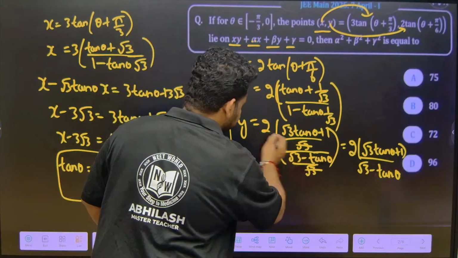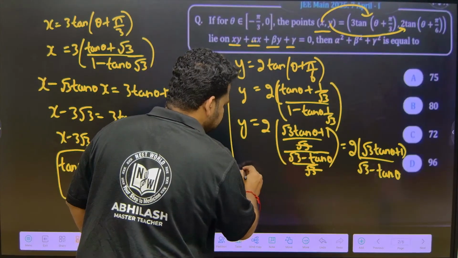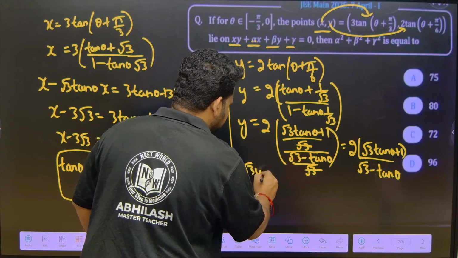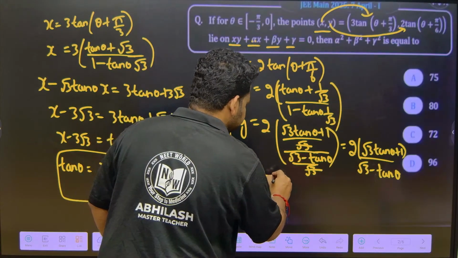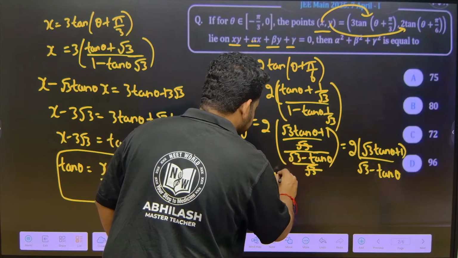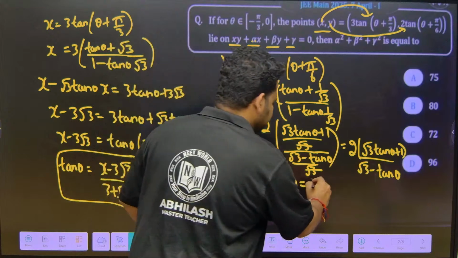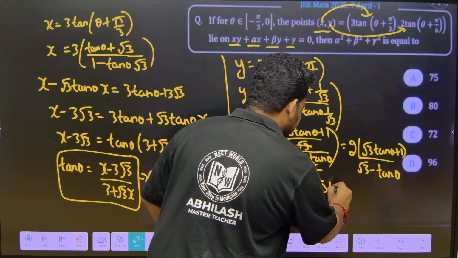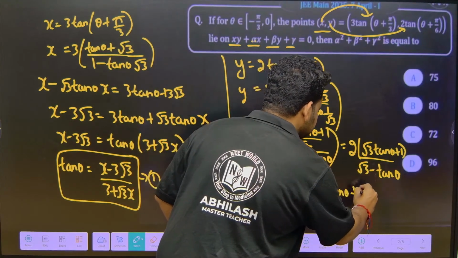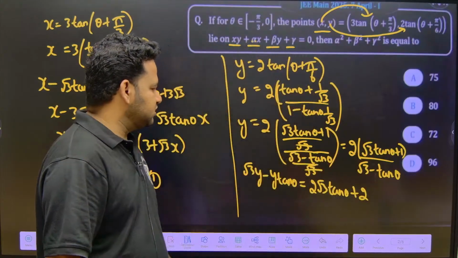So y into this one. I am cross multiplying. So this will become root 3y minus y tan theta is equal to 2 times root 3 tan theta plus 2. This is what I have.